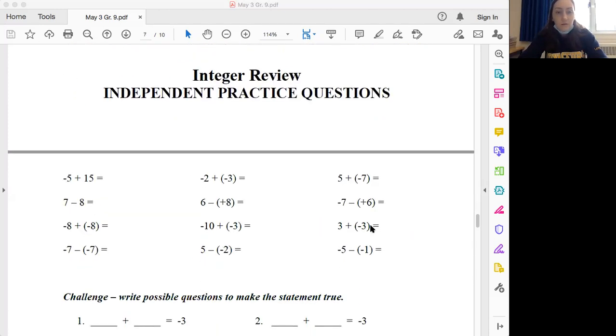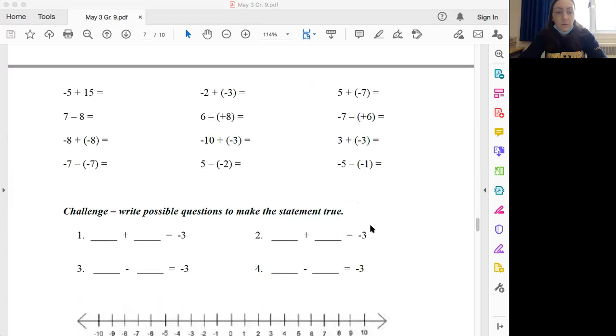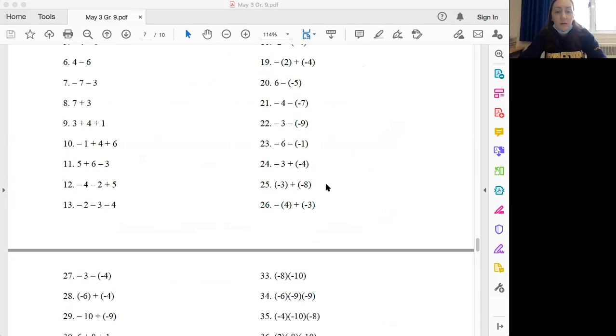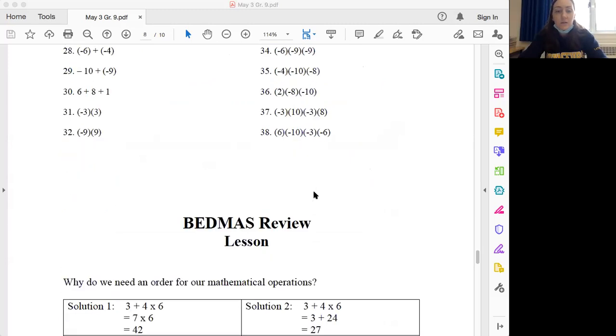So you've got your integer review independent questions here. There is a number line to help you the best that you can. Just remember that when you have 2 signs that are beside each other, with no number dividing them, sure, there might be a bracket, but no number dividing them, make sure to put them together into 1 sign first and then do your operation.